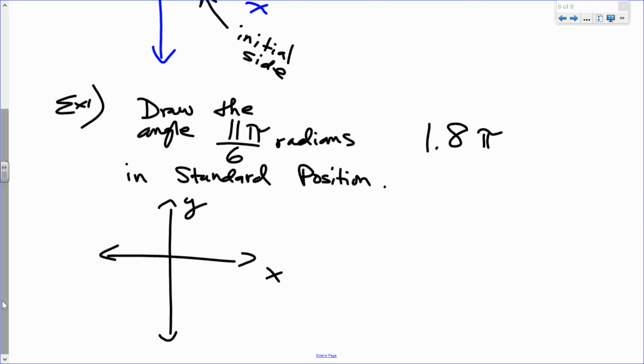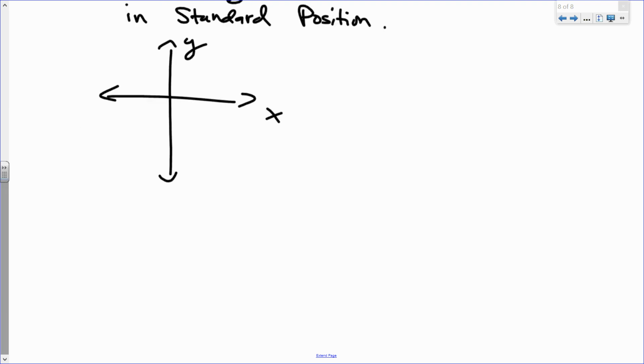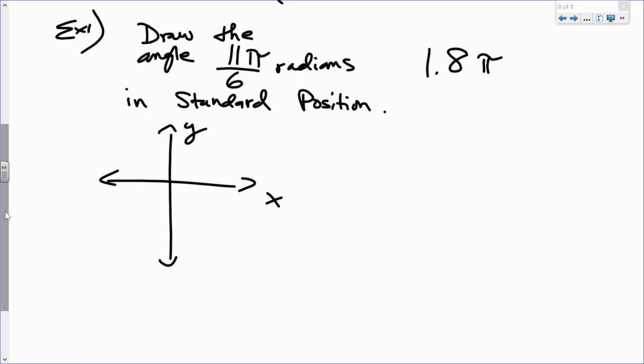So if I want to draw this in standard form, this is 1 pi. Here's 1.5 pi. So 0.8 would be about right here. Look at my logic. How many pi's do we have? 1.8 of them. 1 pi, 1.5 pi. That'd be 1.5 pi. And so 1.5, 1.6, 1.7, 1.8, 1.9, and then there's 2 pi. So 1.8 is about right here.